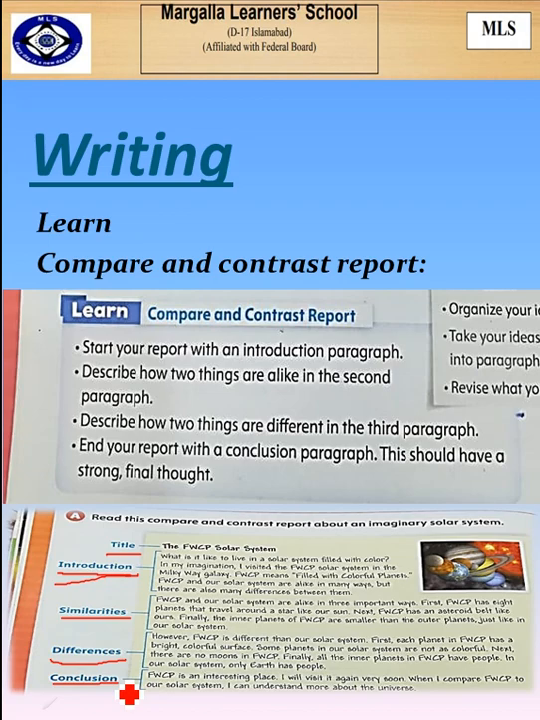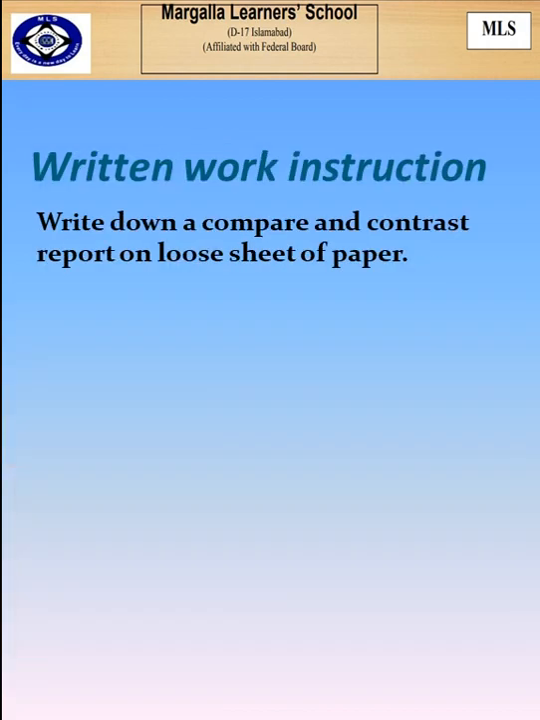I hope you have understood this well. Now what you have to do is take your time, think about a topic, and write down a compare and contrast report on a loose sheet of paper. Don't worry, just think about the simplest thing possible. You can compare a butterfly with a human being. You can compare a bird with a human being. It can be anything. This is very easy.